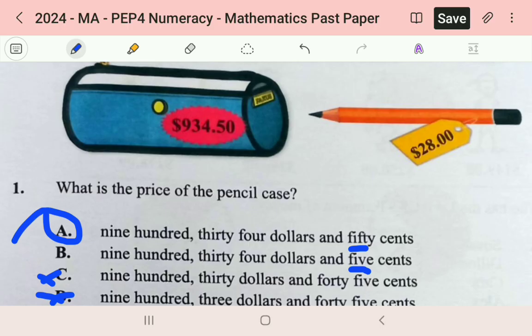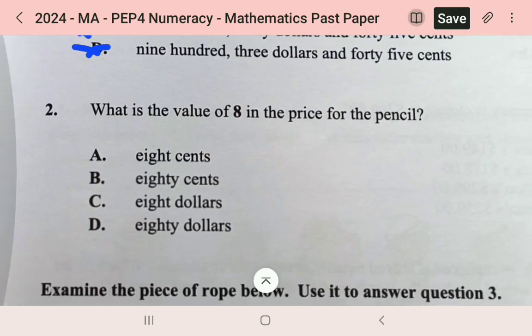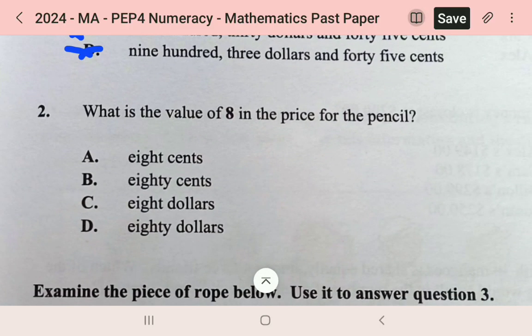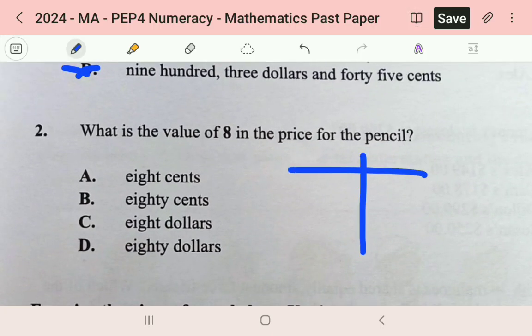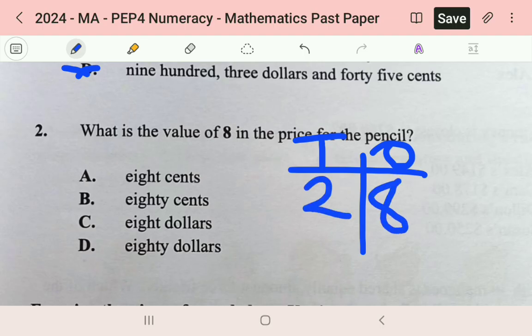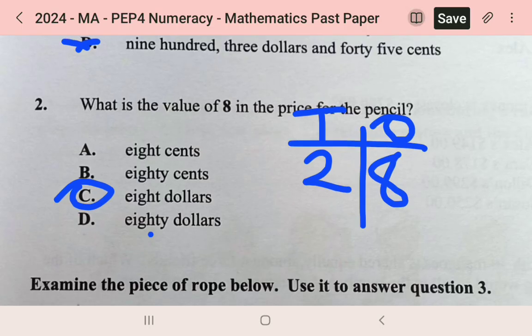All right, moving on to number 2. What is the value of 8 in the price for the pencil? Remember, the pencil is $28. Your 10s on one table, 28. It means that 8 would be $8. 8 $1, $8. Not 80 now, we don't pay keen attention.